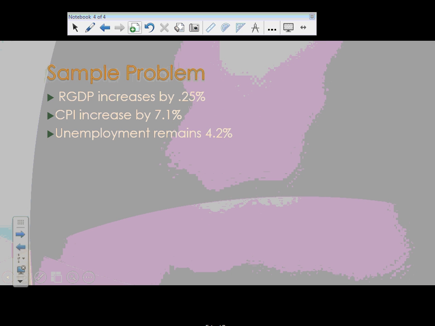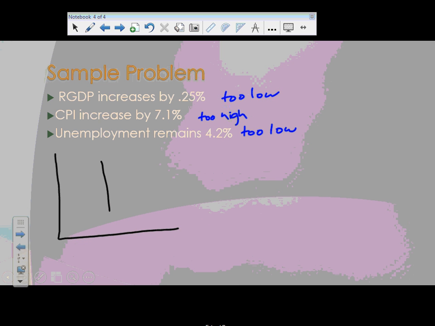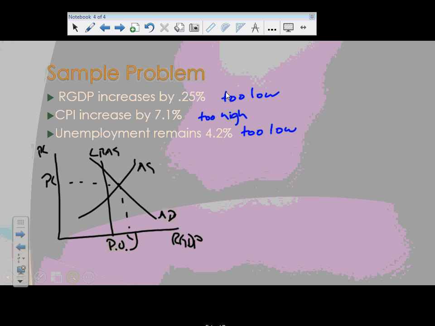Okay, based on this information, this is too low, this is too high, and this is too low relative to their target numbers. Now, it would be great if we had really low unemployment without much inflation, but that's not the case in this particular example. So the problem is inflation. What does that look like on my AS-AD graph? We are beyond potential. Our current output is greater than our potential output. Okay, so what are we going to do about this?